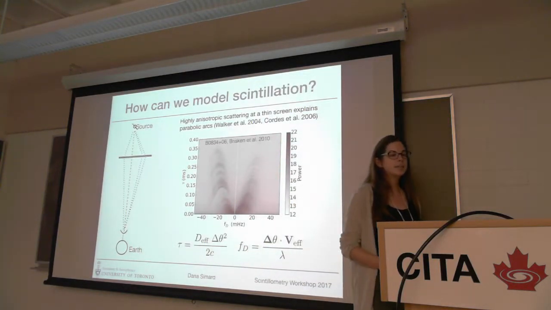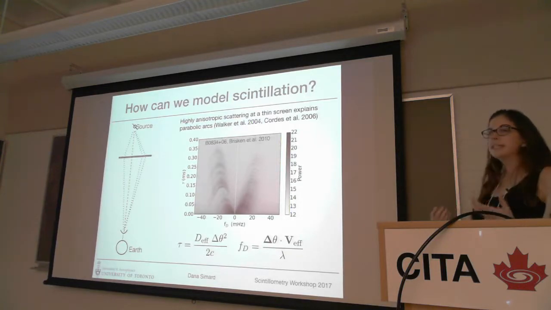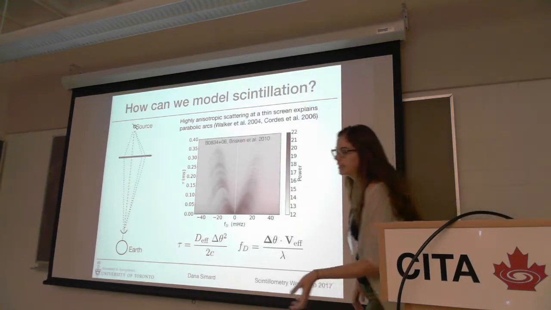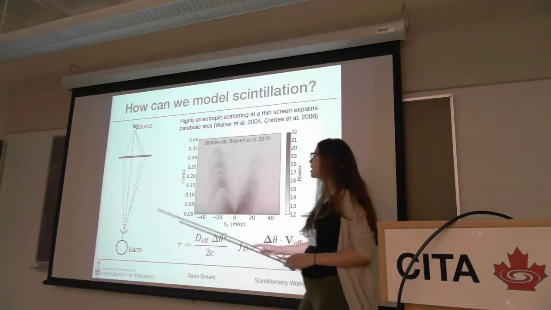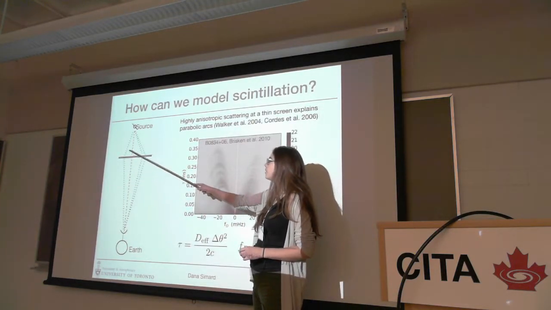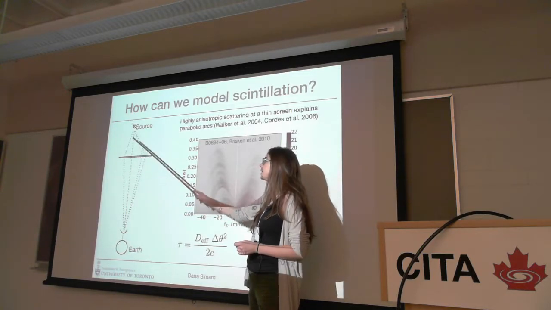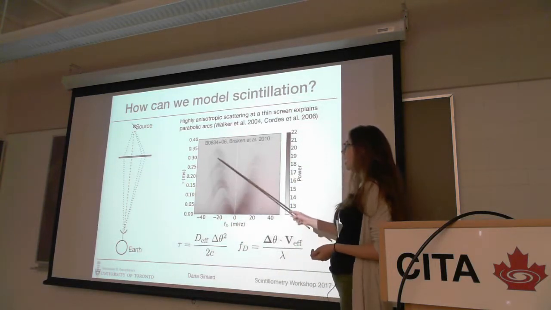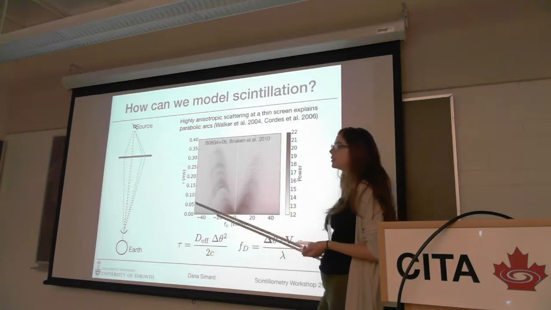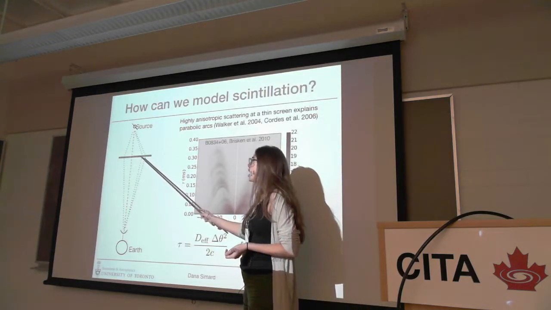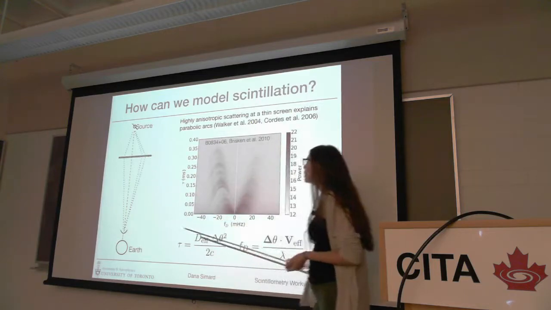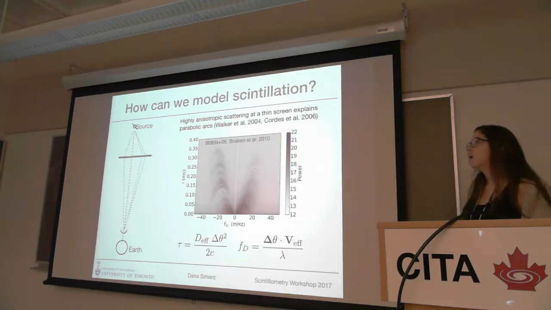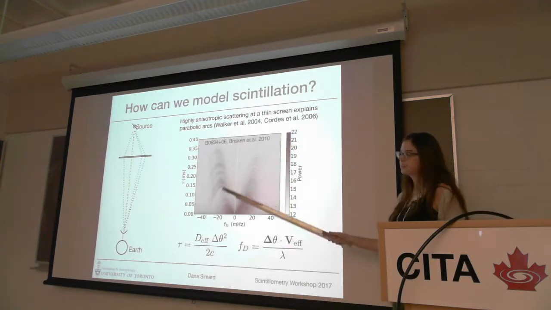And this can be explained with this thin screen model where we assume that the scattering is one-dimensional. If you consider the interference of the line of sight image of the source with these other scattered images, that leads to power along this main parabola. Whereas if you consider one of these scattered images interfering with other images of the pulsar, we get these inverted arclets. So when we have distinguishable scattered images, we can get something like this from this model.